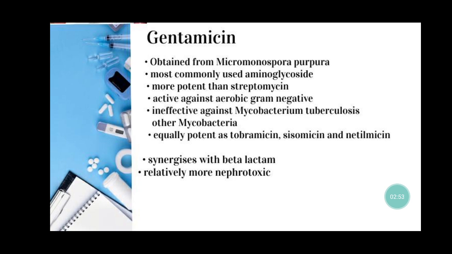Now, gentamicin. Gentamicin is obtained from Micromonospora purpurea. It is the most commonly used aminoglycoside. It is more potent than streptomycin. It is active against aerobic gram-negative bacteria. It is ineffective against Mycobacterium tuberculosis and other mycobacteria. It is equally potent as tobramycin, sisomicin and netilmicin. It synergizes with beta-lactams. It is relatively more nephrotoxic.